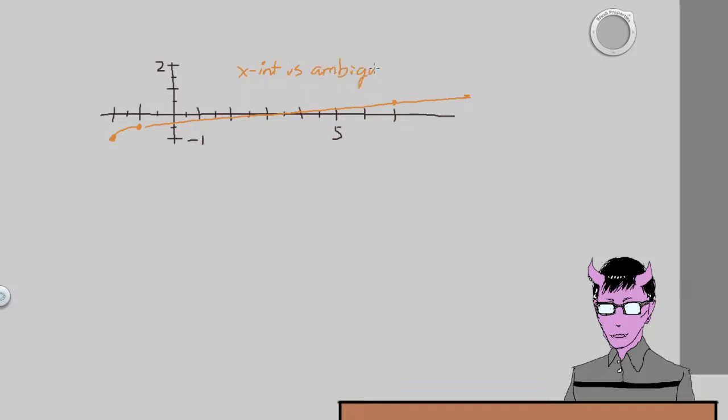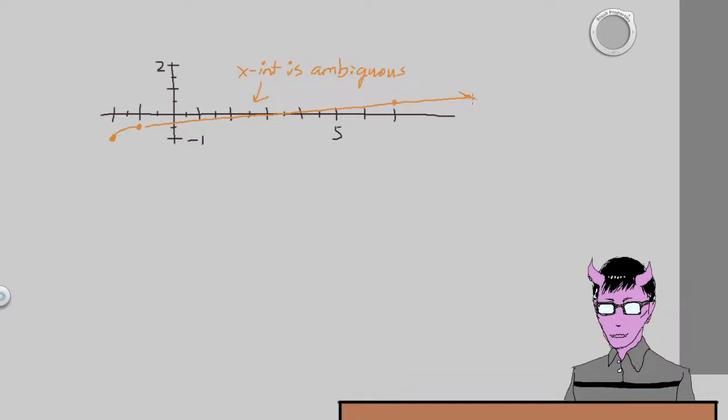Just to cover my bases real quick. So x-intercept is ambiguous. Alright. So I think that's it. So we're given this particular function. This function is called f of x.